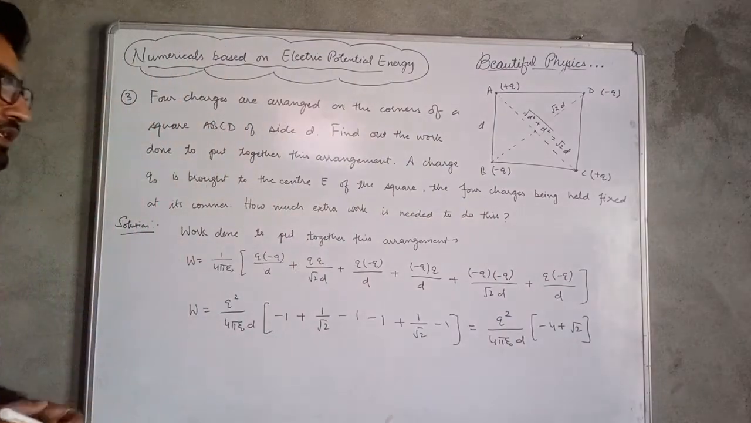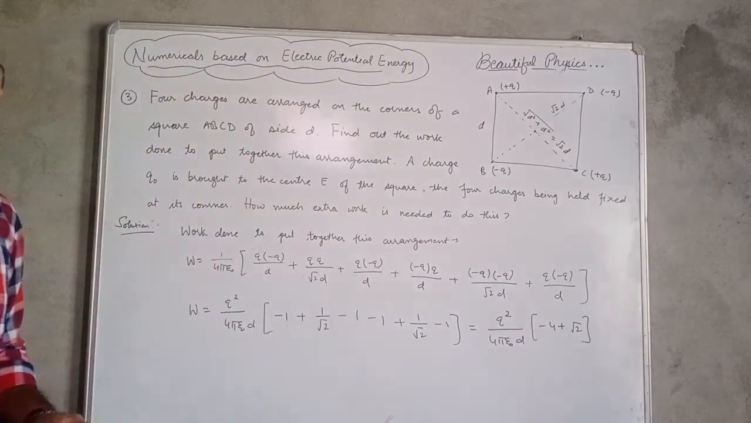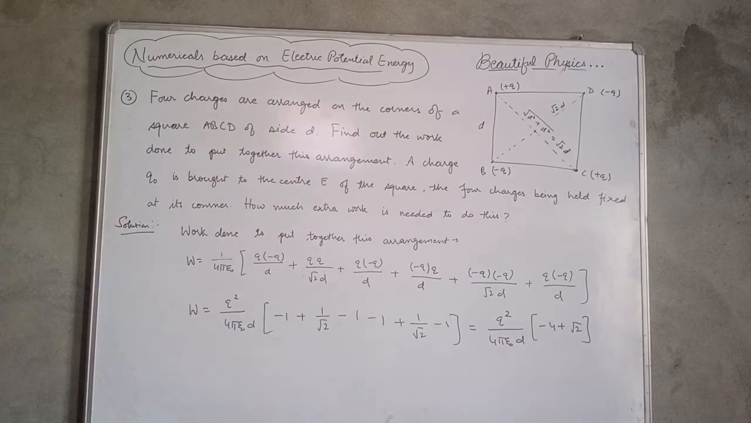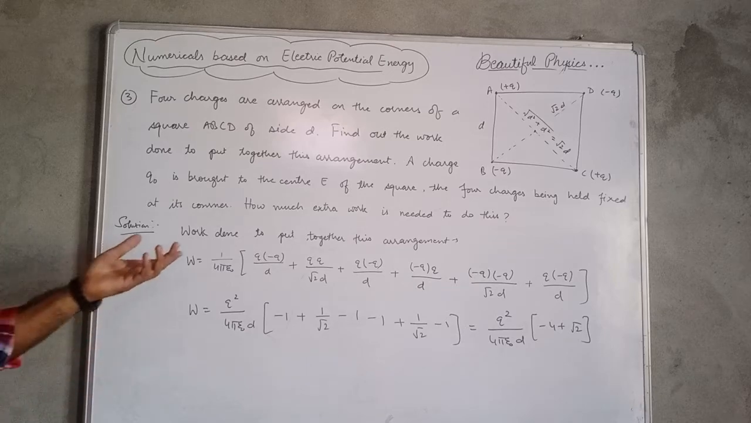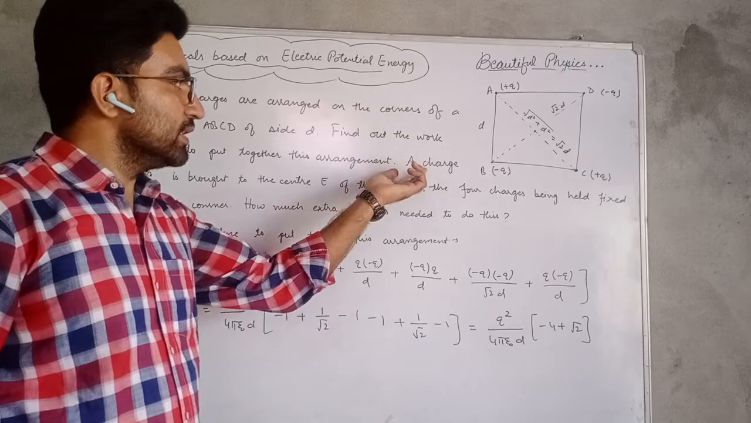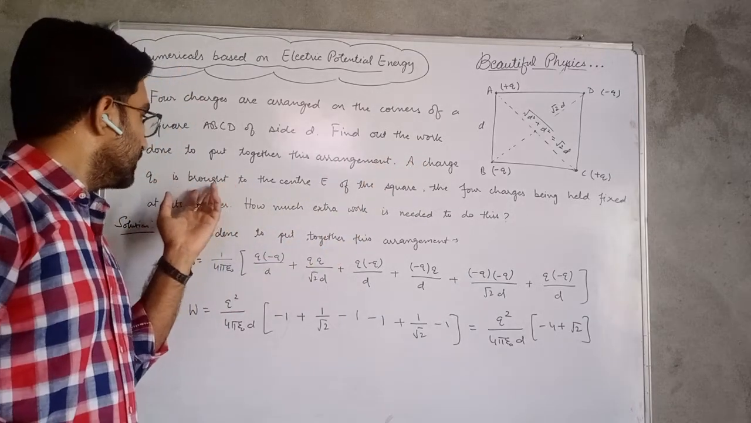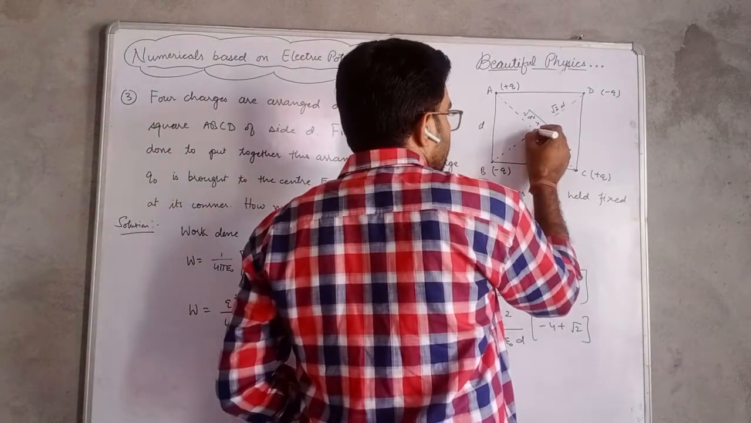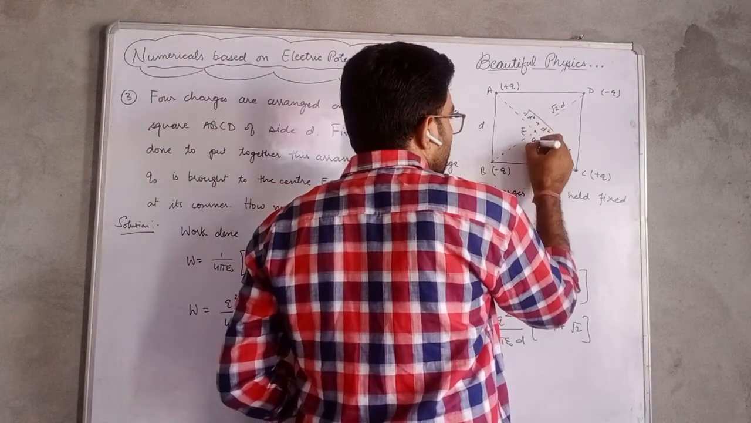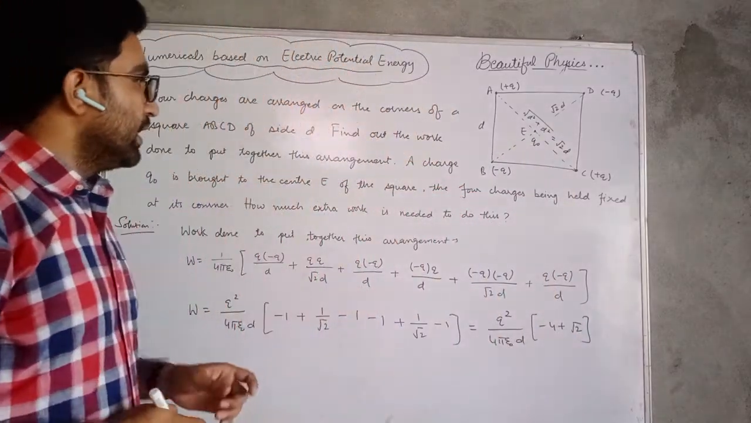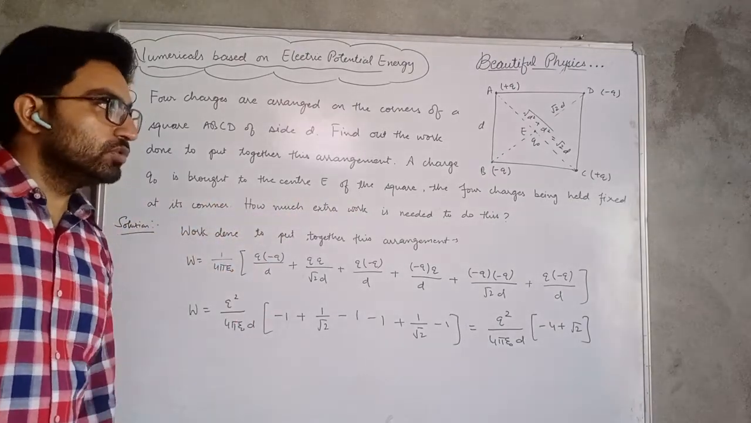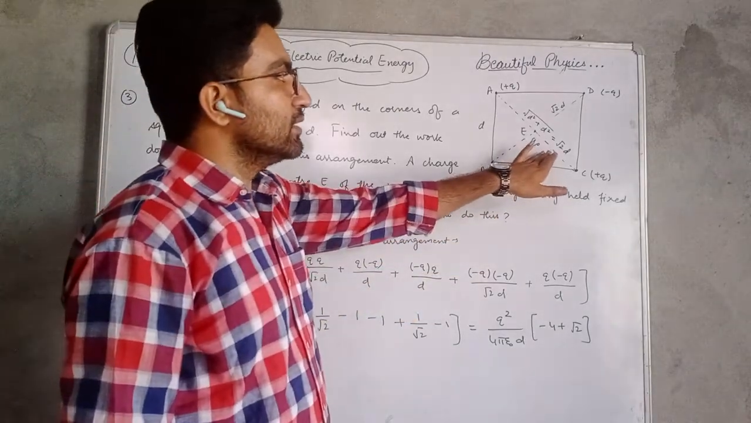Okay, so this is the work done in assembling the arrangement at the corners of the sphere. Next one is we have given a charge. A charge Q naught is brought to the center of the sphere. Here at point E we bring a charge Q naught, and it is asked in the question how much extra work is needed to bring the charge Q naught here.